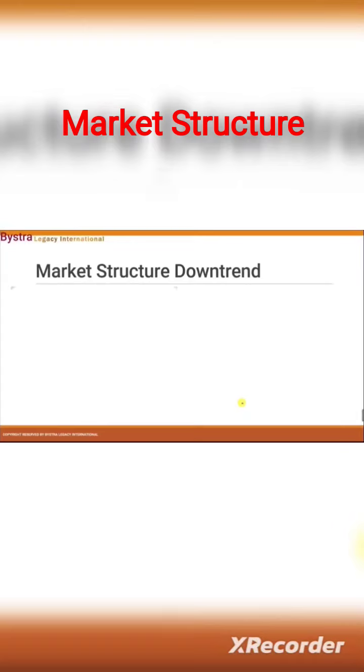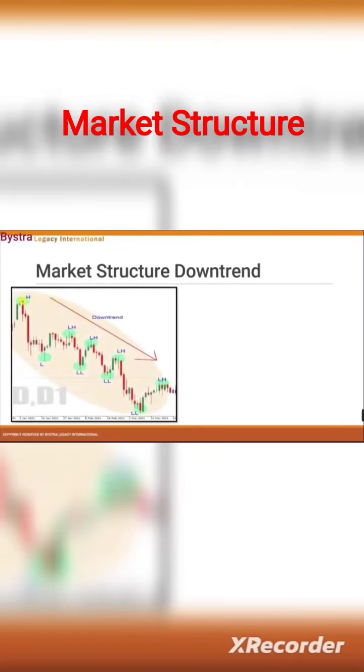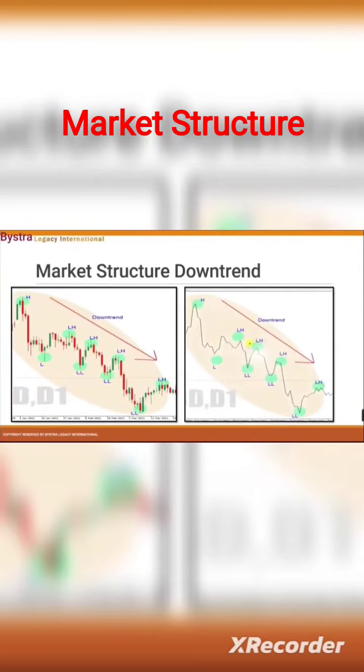Now let's look at the downtrend. In MT4 charts, this is how the downtrend looks. It has this high, low, lower high, lower low, lower high, lower low. And let's look at the line chart. The same thing happens for downtrend, the high, the low. You can mark this as your lower high, this as your lower low.